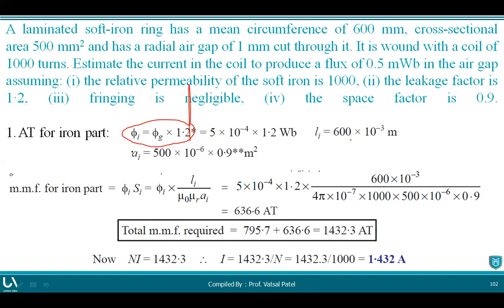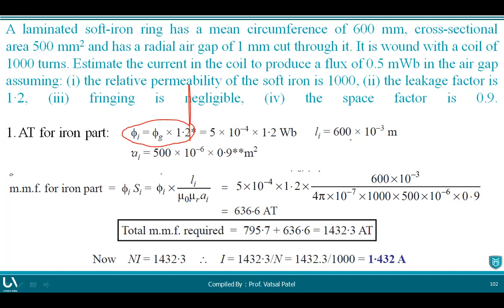The leakage factor is the total flux divided by the useful flux, and that is the equation we have used. Now we want to identify the flux phi i. The leakage factor is equal to 1.2, which is multiplied with the flux of the air gap that we already identified in the previous part, 0.5 into 10 raised to minus 3, so it is 5 into 10 raised to minus 4. That is multiplied with the 1.2 leakage factor, so we get the flux phi i.